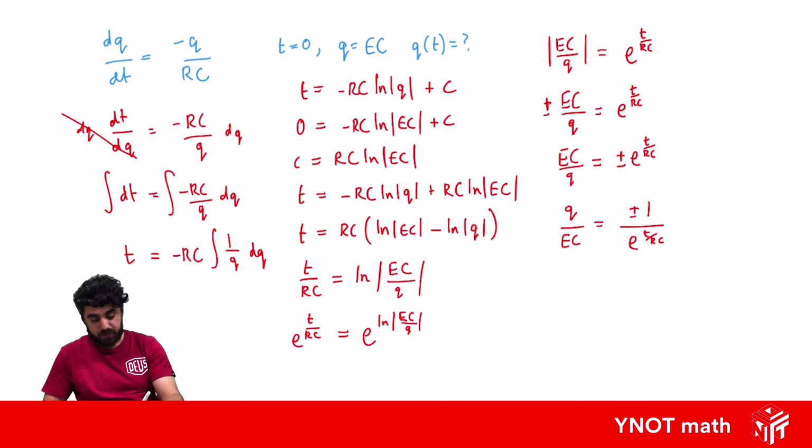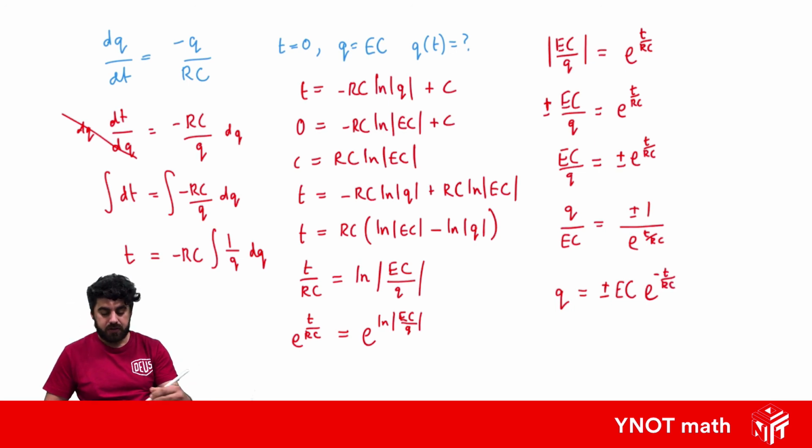Times both sides by EC. So we get q equals plus or minus EC. And we can rewrite this e with a negative power. So it would be plus or minus EC e to the minus t over RC as our final solution to that differential equation.